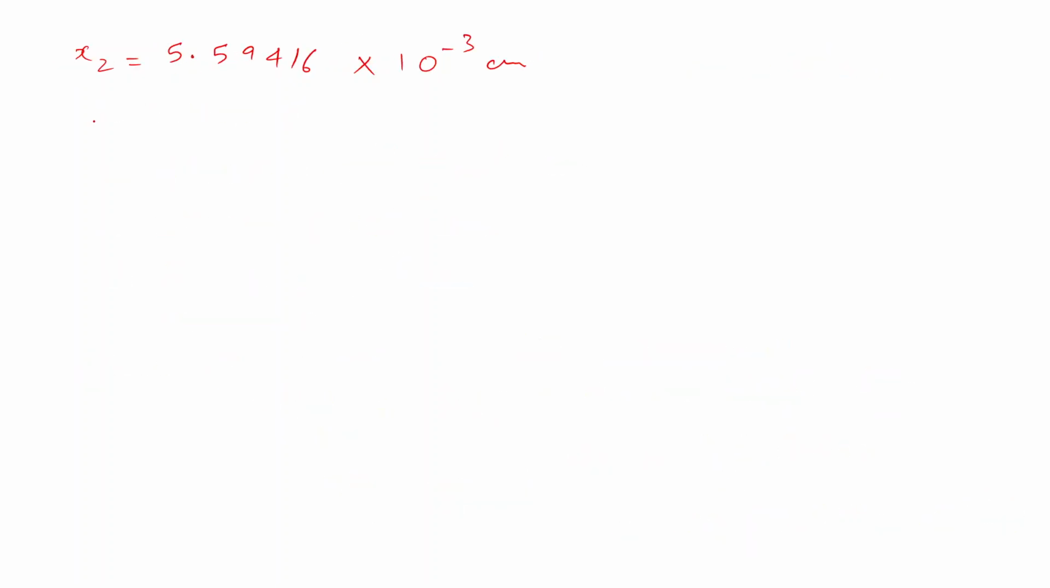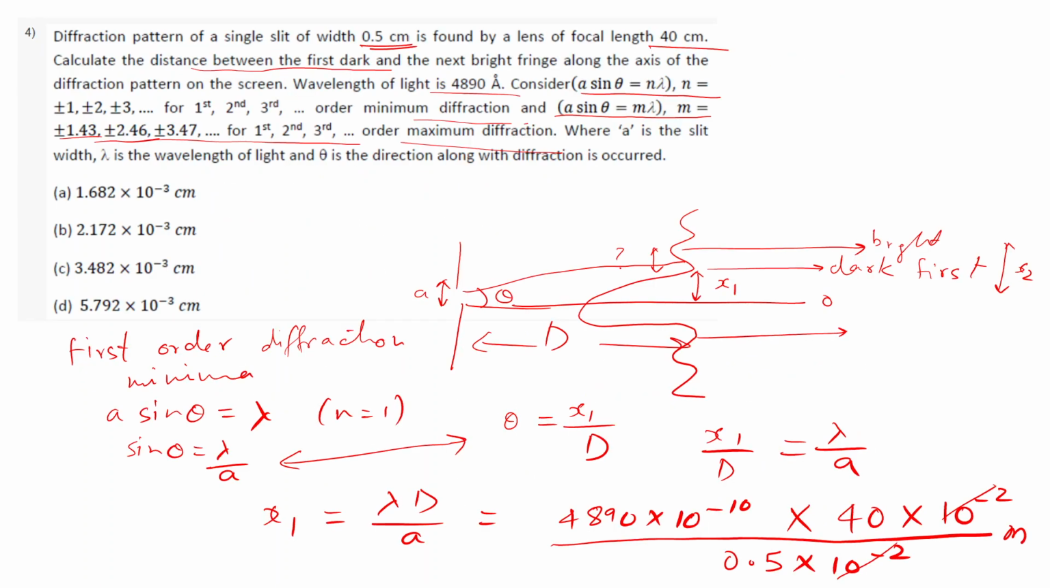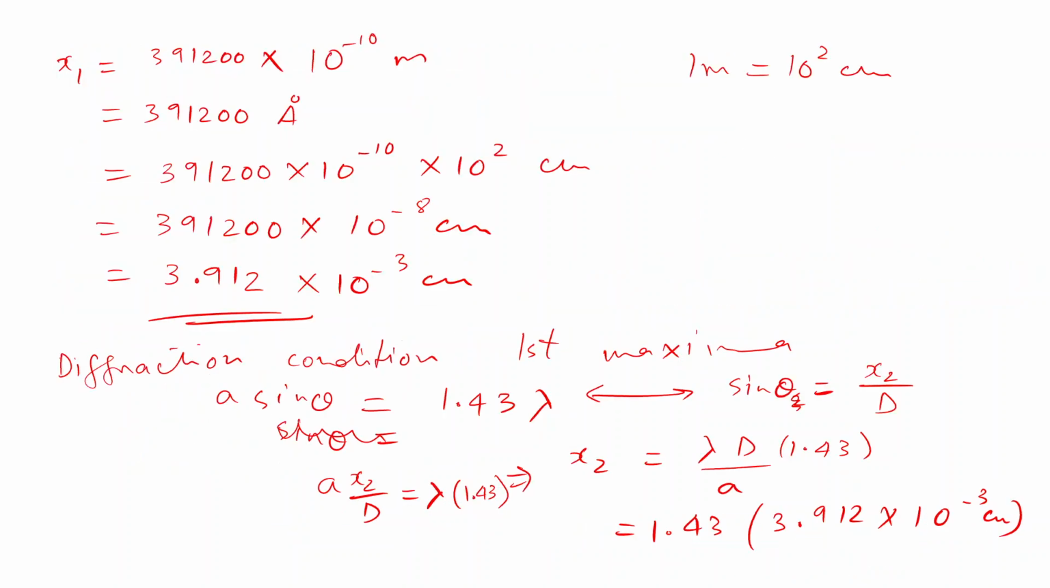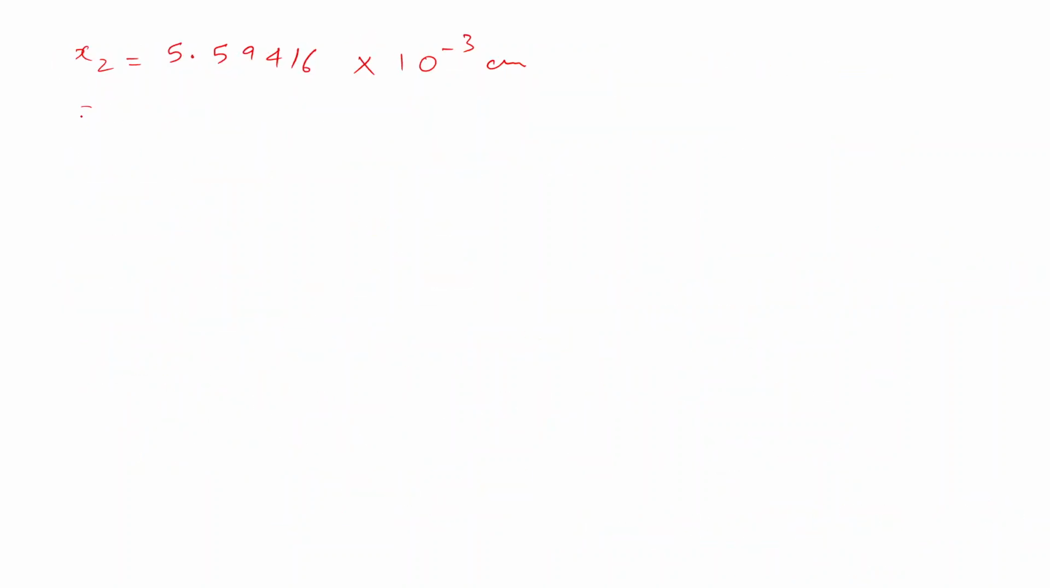Yes. Now we need to find out what the question is saying: the distance between the first minima and the next bright fringe. That means we need to find out this. The first minima is at the x1 position, the next bright fringe is at the x2 position from the center. That means x2 minus x1 will give me the distance that we want to calculate.